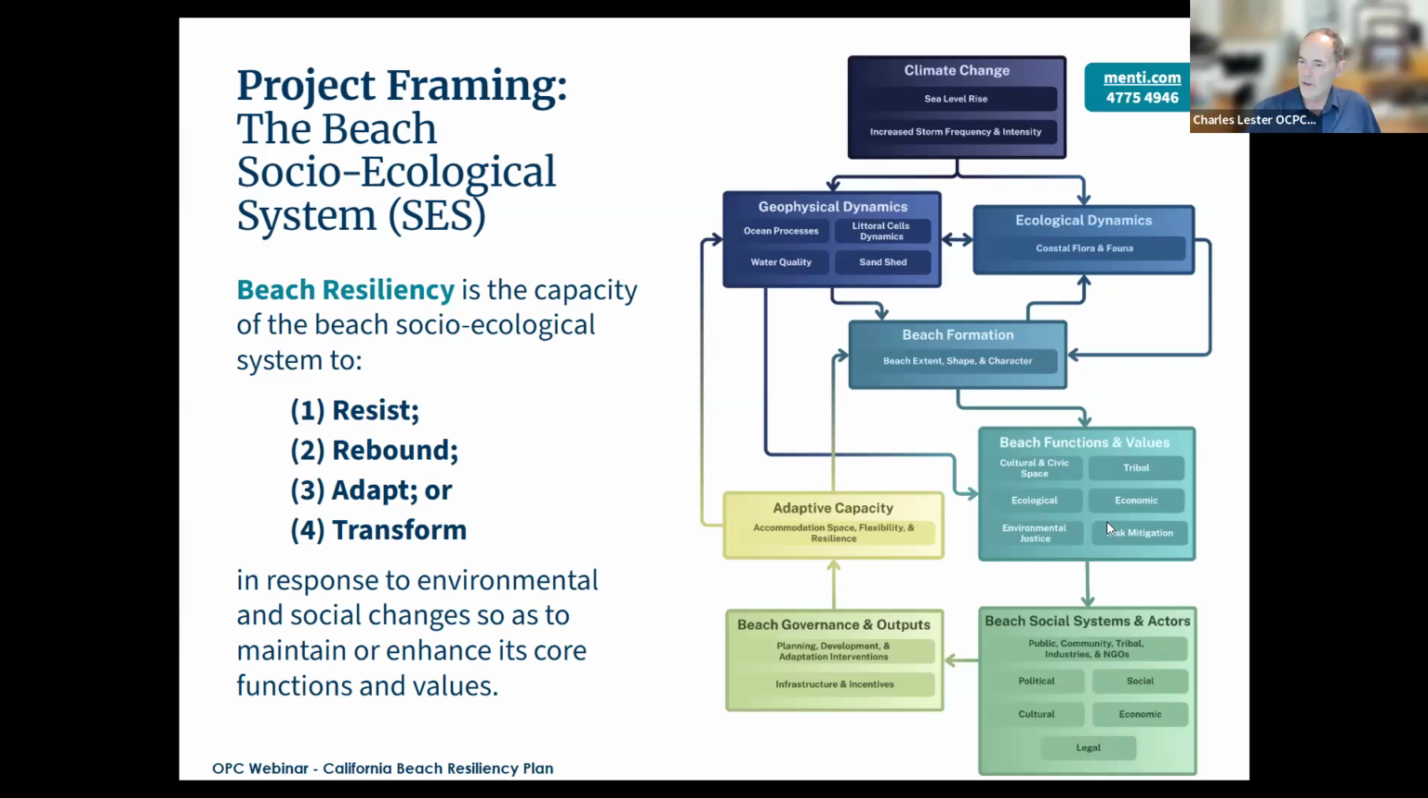Right here we have the various values and functions that you could think of in our beaches. They're cultural and civic space. They provide ecological value. Environmental justice is a critical dimension of beach engagement. Tribal and cultural stewardship is embodied in our beaches. Economic value, and of course risk mitigation, where they are performing that function along developed shorelines. So understanding how beaches are providing those functions and values, and then asking how are those values going to change, and what is our adaptive capacity for making sure that beaches continue to provide those values to us, is kind of the core conceptual framing.